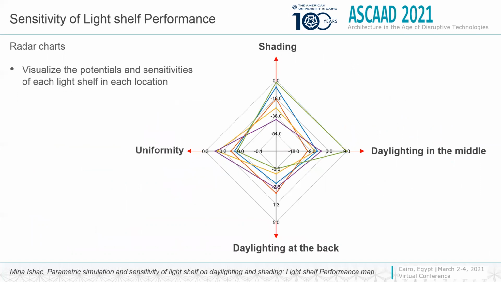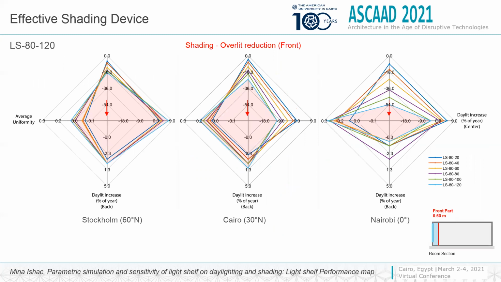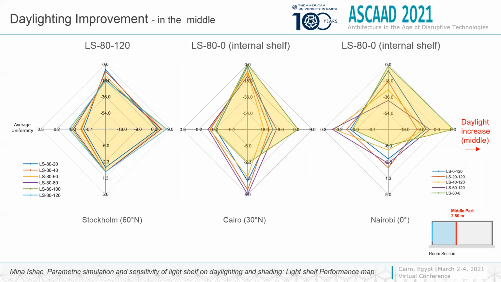For the light shelf sensitivities, radar charts or diagrams can provide more insights into the strengths and weaknesses of each light shelf with regard to the daylighting objectives. With regard to the shading performance, light shelf 80 times 120 outperforms all the other shelves in shading, with relative reductions from one city to another. And with regard to the daylighting in the middle of the room, the internal light shelf can increase it slightly.